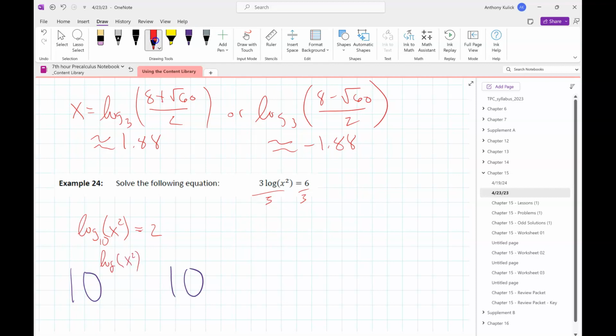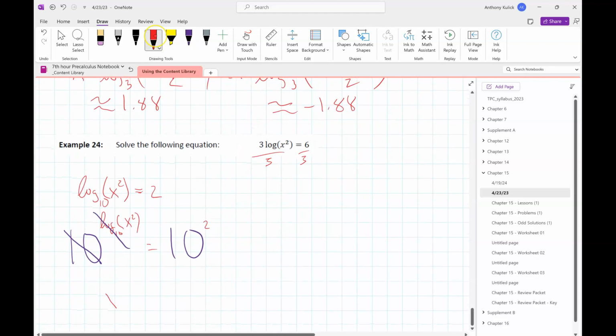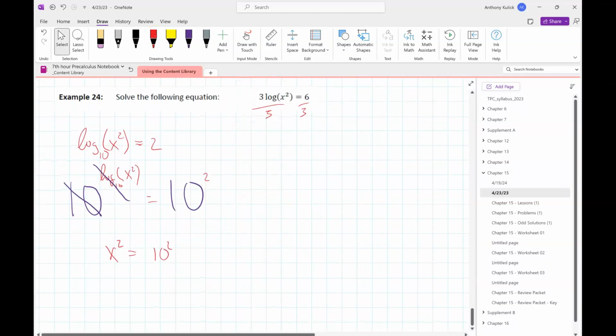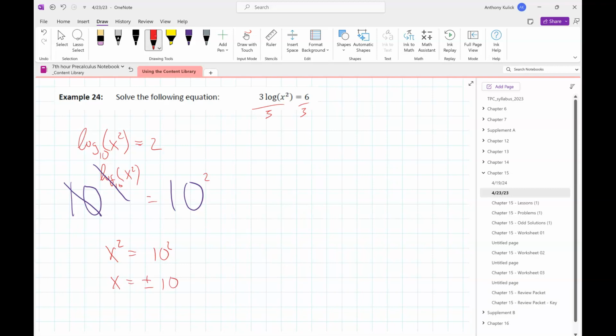I'm scared for what this is going to look like when you have to do this on your own. Log base 10 cancels exponent base 10. So I have x squared is equal to 10 squared. So x equals plus or minus 10, when I square root both sides, right?